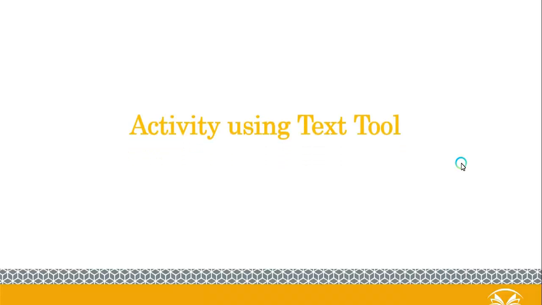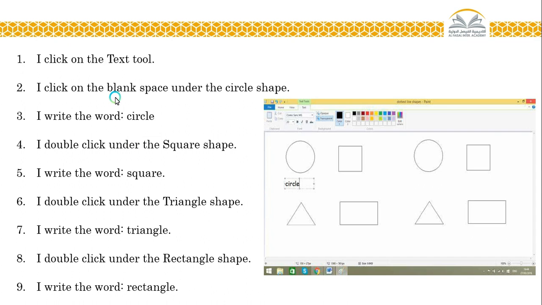Activity using the text tool. Okay, we're going to follow these steps, and this is the example. What we're going to do here is write the name of the shapes under the shapes. For example, for this one you're going to write circle. Here, you're going to write square. And this one, you're going to write triangle. And this one, you're going to write rectangle using the text tool. And I will show you that later.